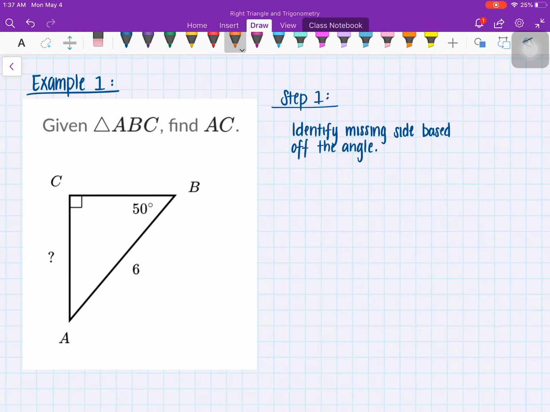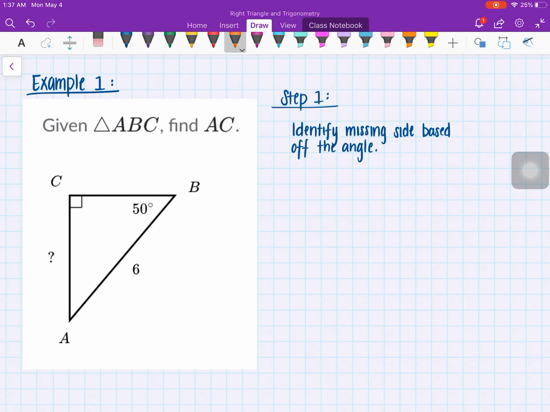Now, in example 1, we're given triangle ABC, and we're asked to find the side AC. So we're missing this side here. It has a question mark. So in this case, if we want to find a side, we first have to determine what we're given. See what sides we're given, what angles we're given, and how we can work this out.